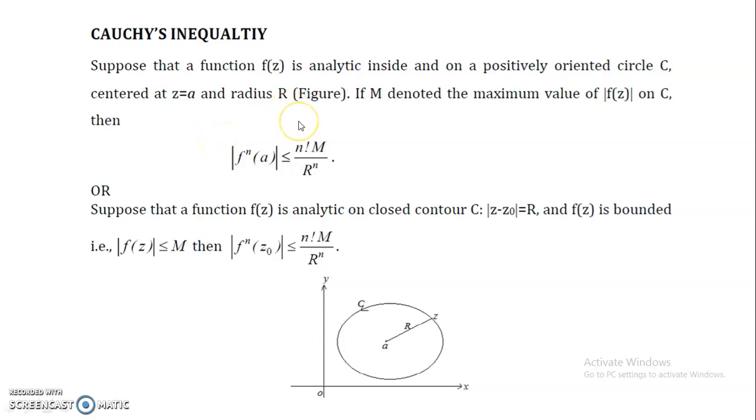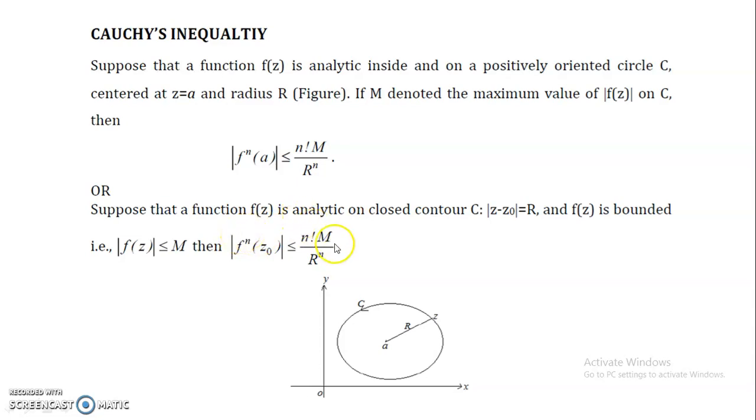Suppose that a function f of z is analytic inside and on a positively oriented circle C, with center at z equal to a and radius r. If M denotes the maximum value of modulus of f of z, since the function is bounded in the entire domain inside D, then the modulus of the nth derivative of f at z equal to a, the center, is less than or equal to n factorial into capital M divided by r power n. Or else we can take z equal to z naught.